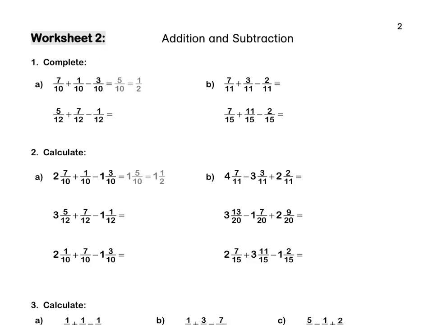Worksheet 2. Here we have addition and subtraction in the same sum. So working from left to right, 7 tenths plus 1 tenth is 8 tenths. Minus 3 tenths gives us 5 tenths, which in simplest form is a half. Press pause to complete question 1 by yourself.